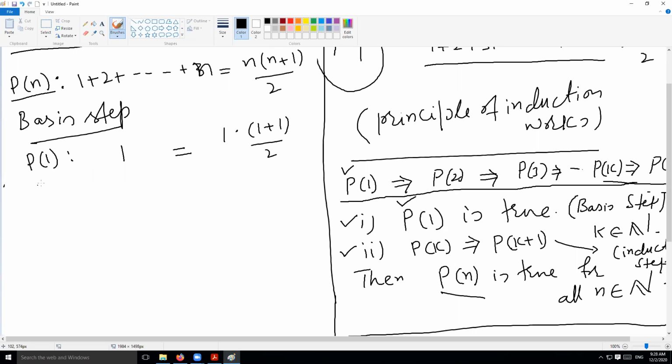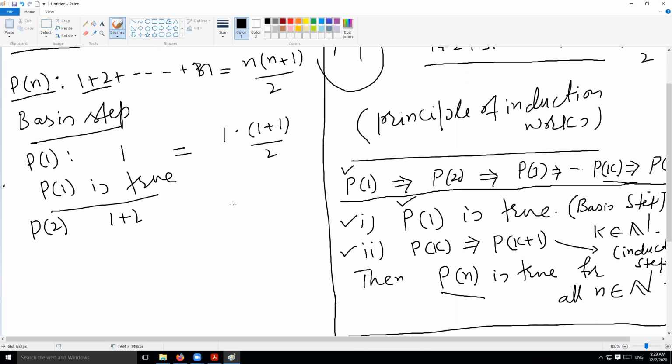So what does this show? That P of 1 is true. By the way, to be sure, you can also check whether P of 2 is true. This is not required in principle, but to really have fun you might check it. What would P of 2 be? From this side, take the first 2 natural numbers and their sum, so 1 plus 2.